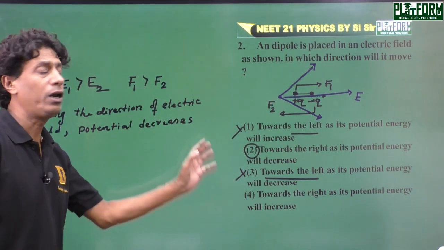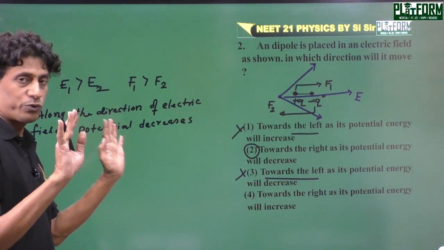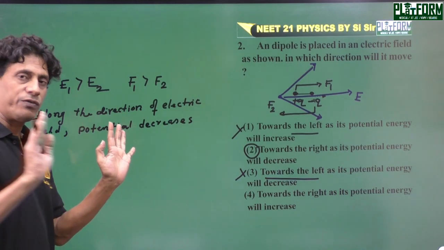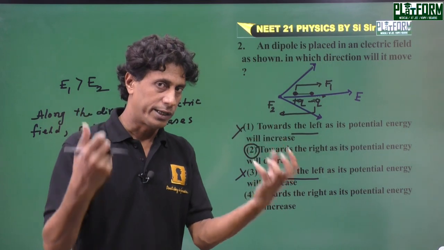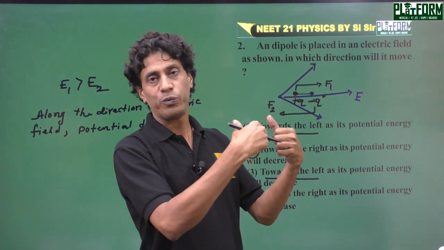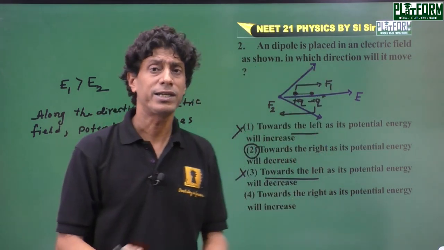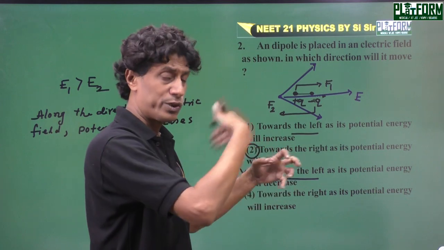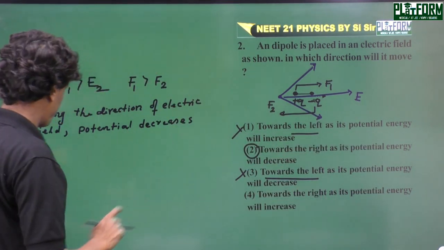Potential energy will decrease. Okay. So you just have to remember a very simple concept. If we move along the direction of electric field, potential decreases, or if we move against the direction of electric field, potential increases. If the potential decreases, we can say potential energy also decreases. Okay, next problem.